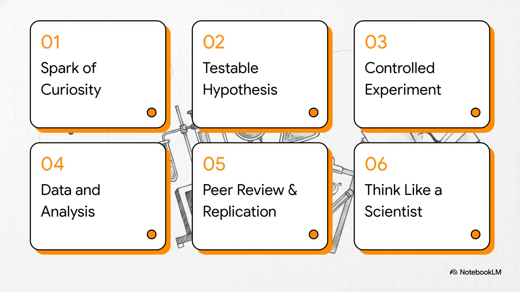To solve our classical music mystery, we're going to follow 6 key steps. We've got 1, the spark of curiosity. 2, formulating a testable hypothesis. 3, the controlled experiment. 4, data and statistical analysis. 5, peer review and replication. And finally 6, thinking like a scientist.